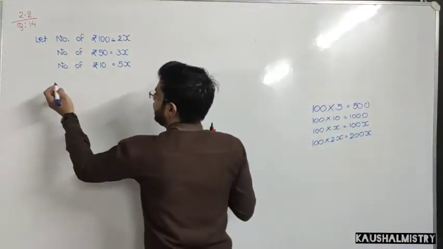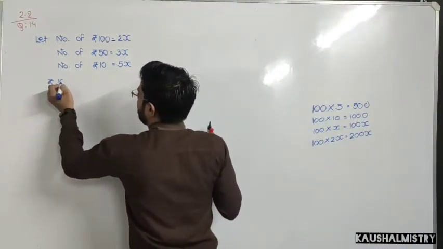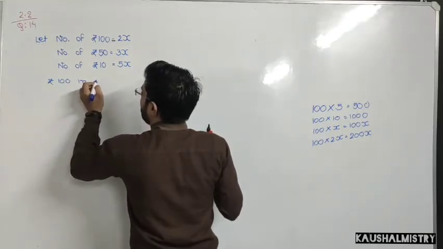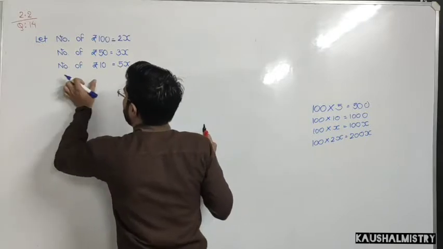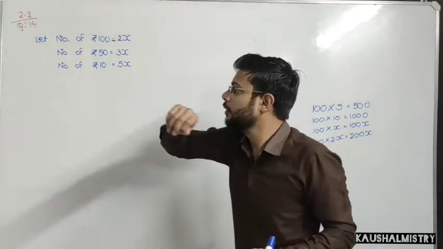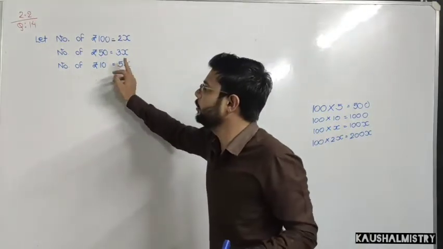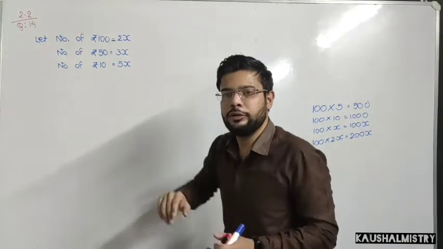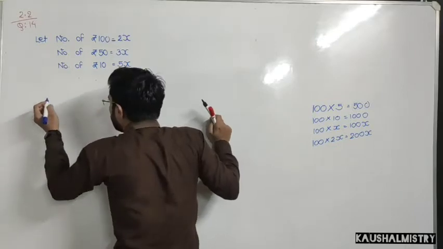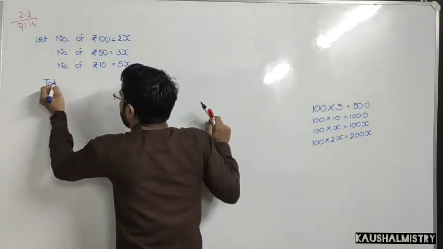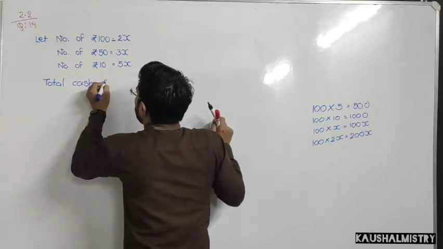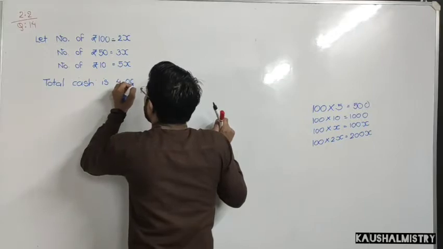That means rupees, we will directly write that. Now the number of 50 rupees notes is 3x. That means rupees will be equal to 50 into 3x, and for the 10 rupees notes, 10 into 5x. Total cash is 4 lakh rupees. Am I right?